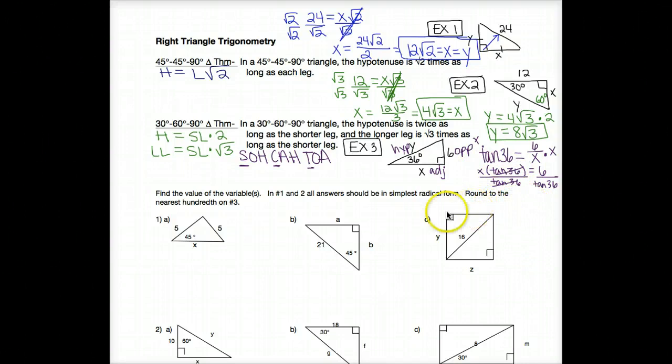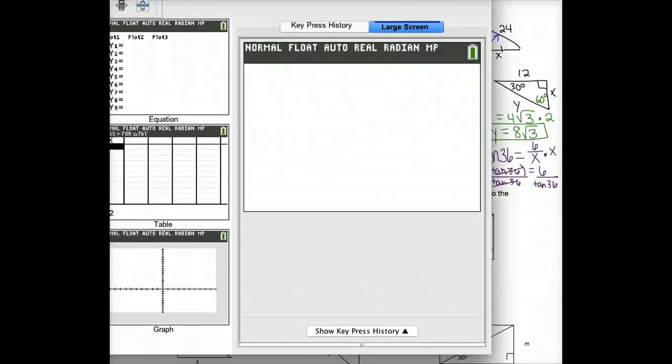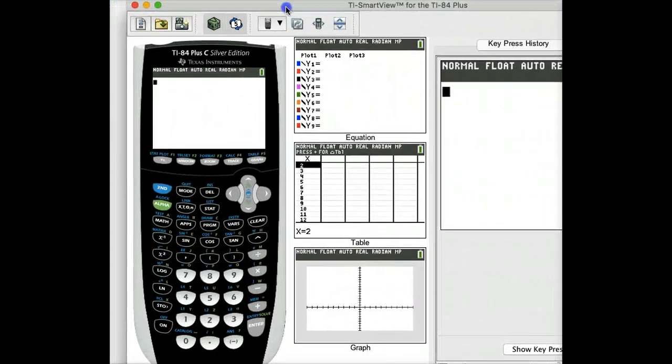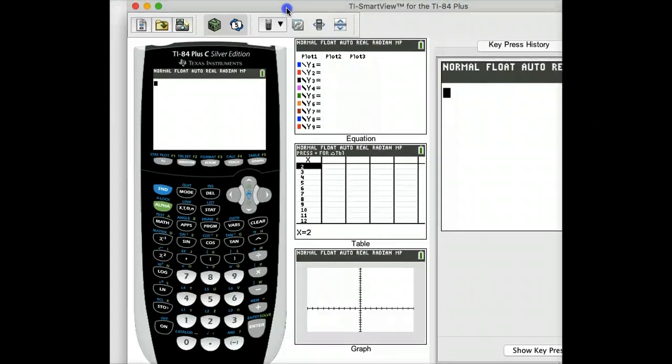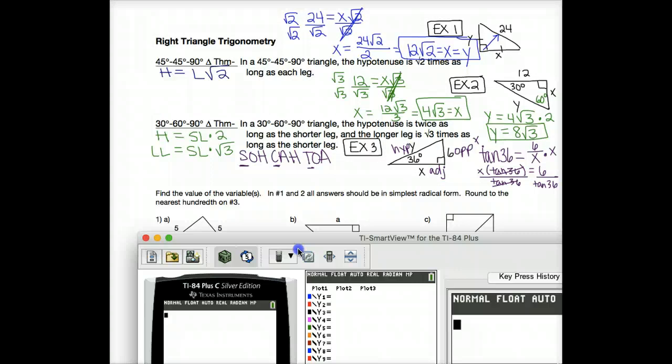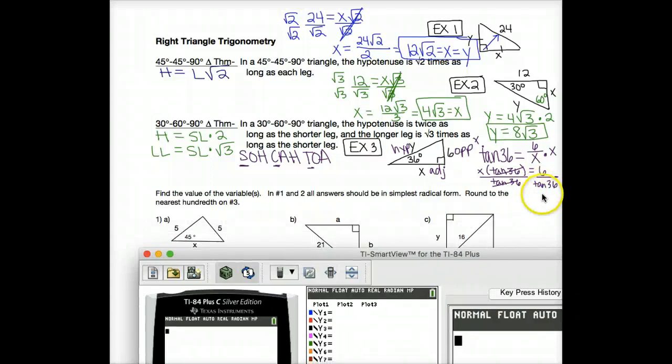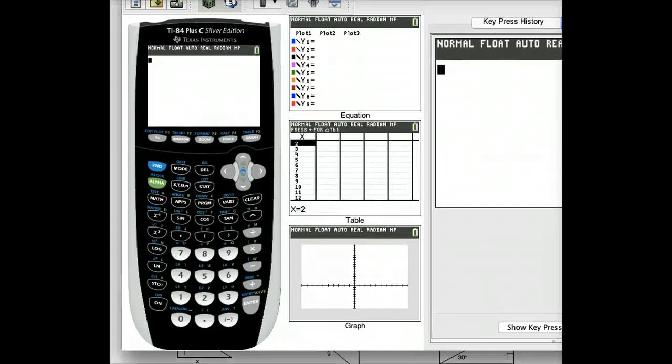Now these are the ones like number 3 on this worksheet where you're going to round to the nearest hundredth. And we're going to have to use our calculator. No one knows the tangent of angles like this just off the top of their head. So I'm going to pull up my graphing calculator here. And what you don't want to do is round in the middle. So you don't want to do the tangent of 36 and then divide by a rounded answer. What you want to do is type this whole thing in, 6 divided by the tangent of 36.